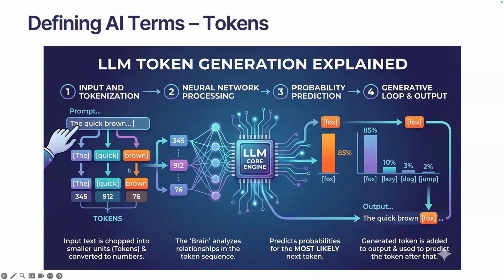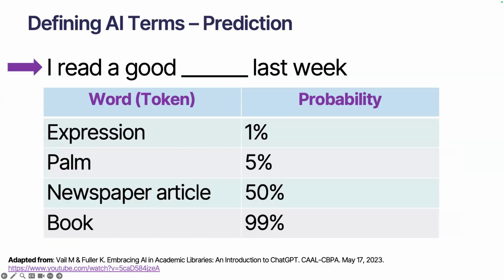In this image, it shows you putting in a simple prompt, the quick brown, and then it runs it through and makes a probability prediction that fox is the most likely token or word to come next. It also shows you some other ones. This is a simpler example of how it makes a prediction: I read a good blank last week. What is the probability of each word or token being the fill in the blank here?